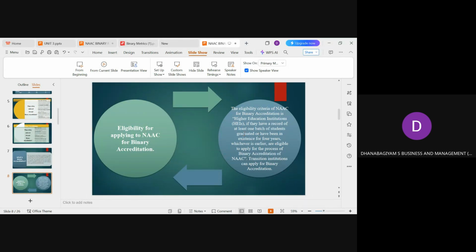This is the main important criterion. Earlier, at least 2 batches of students were supposed to have received their degrees, and at least 6 years of existence needed to be completed. So there is quite a transition in this binary accreditation system.